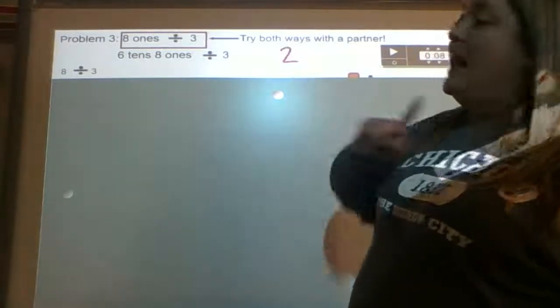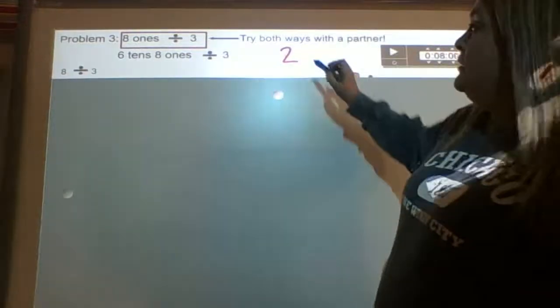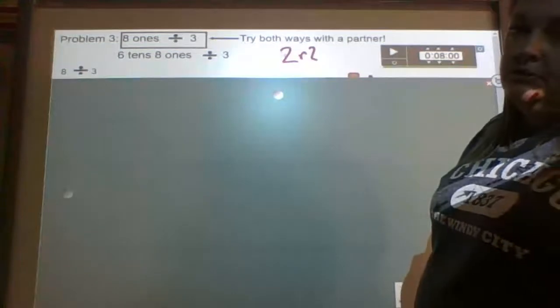But I said 6, and how far is 6 away from our target of 8? 7, 8. So that would be your remainder, 2. So 8 divided by 3 is 2, remainder 2.